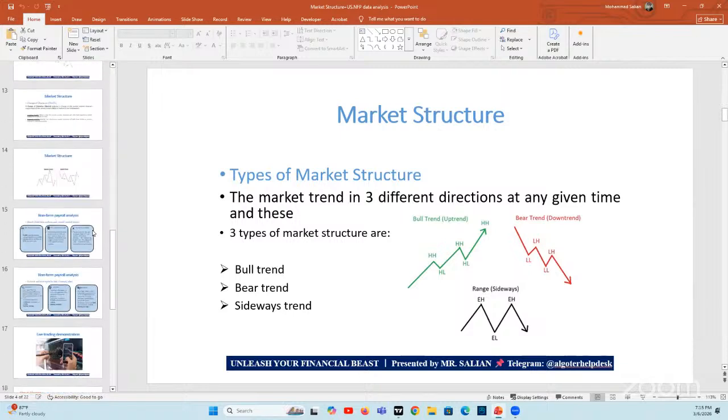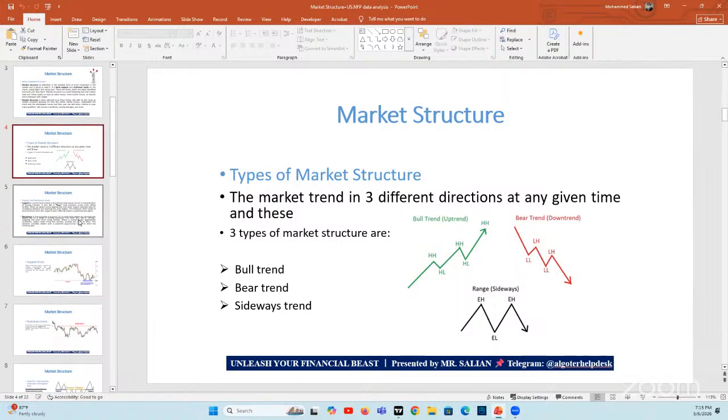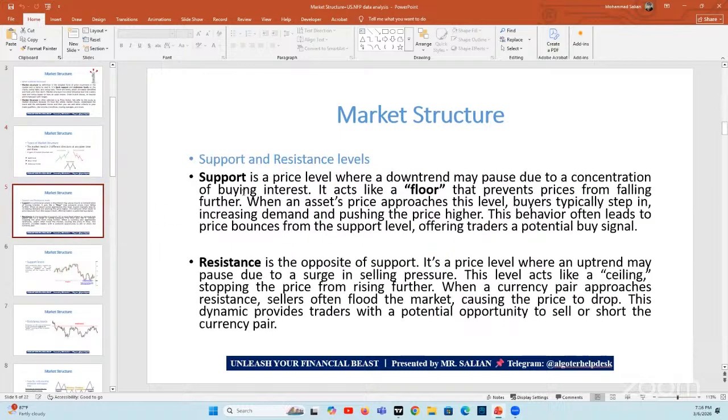Let's just finish this because there's a lot. My time is at a premium, and I want to explain this to you as much as possible. So let's go. Support and resistance.